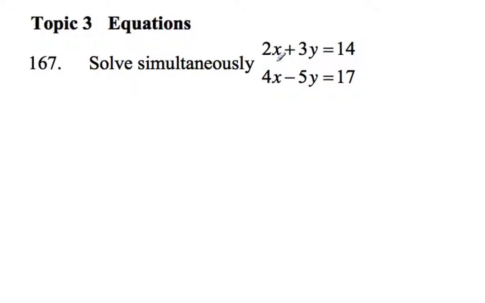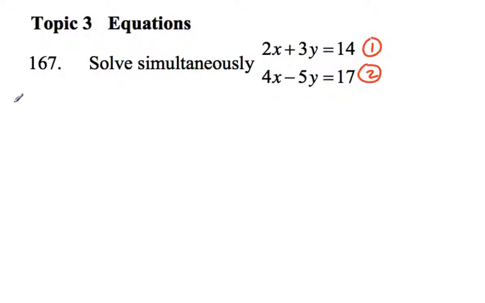Now, just having a look at these straight away, there are no y's that match up. We don't have 3y in both or 2x in both or whatever. So in this situation, we need to create a match. I'm going to call that equation 1 and equation 2 here, and I'm going to multiply every term in equation 1 by 2 in order to match up 4x in both equations.